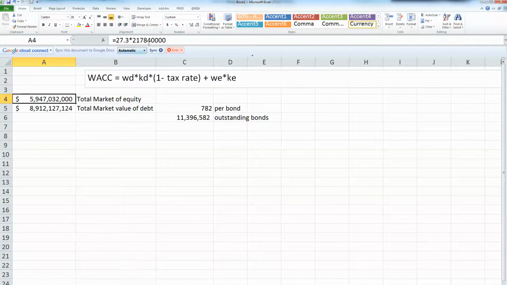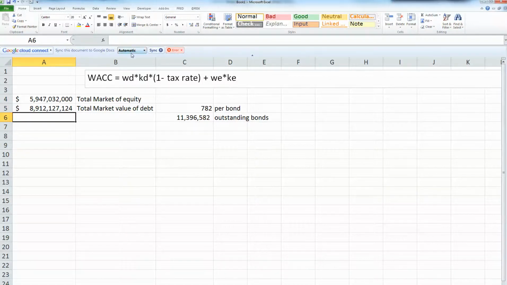Let me just check that one more time to make sure it looks right. So that's 217.84 million. So market value of equity, market value of debt, total that. So just sum it to get the total market value of the company.